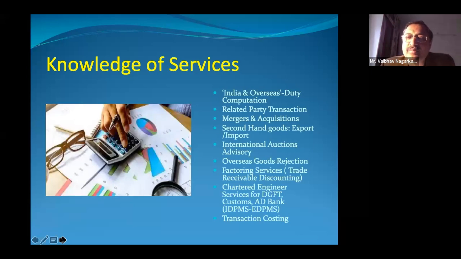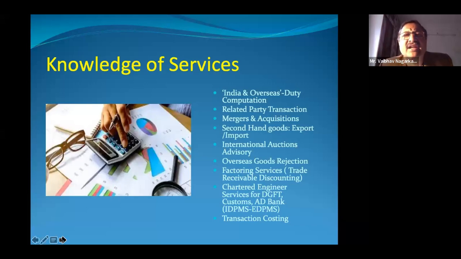So a proper valuer works as a consultant for the industry, and can render the service based on the knowledge you are going to get through this course. Related party transaction, that is SVB, we already talked about. There is a big domain, a big door open for you to look into this related party transaction.